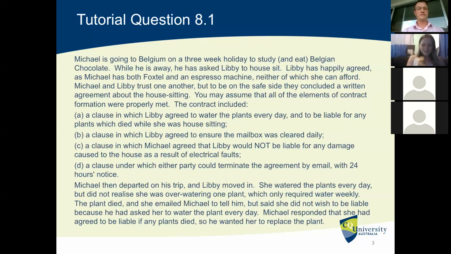The contract included a clause in which Libby agreed to water the plants every day and to be liable for any plants which died while she was house sitting.